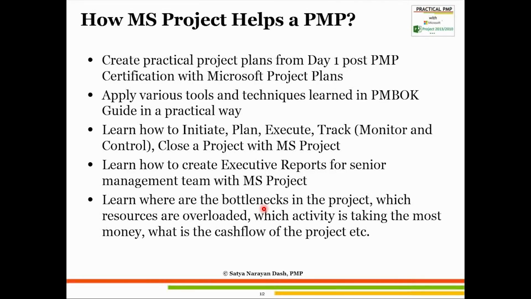Which activity is taking the most money? Sometimes you might know which activities in your plan are taking the most money. It might even be quality related activities, or it might be any material resource which is taking a good amount of money. In Microsoft Project, there are three kinds of resources. You have human resources, material resources, and cost resources. So we will tell you how the Microsoft Project resources map to the PMBOK guide.